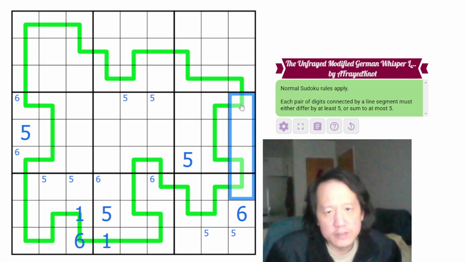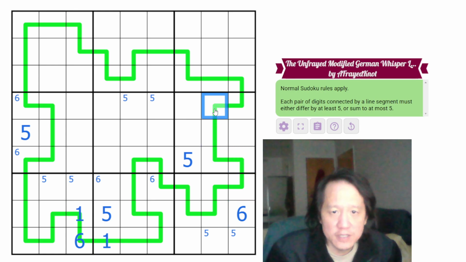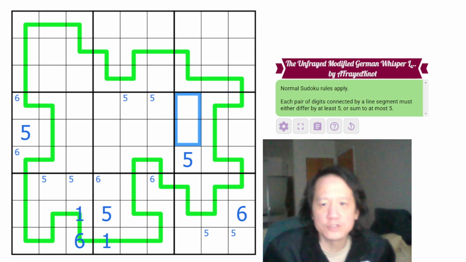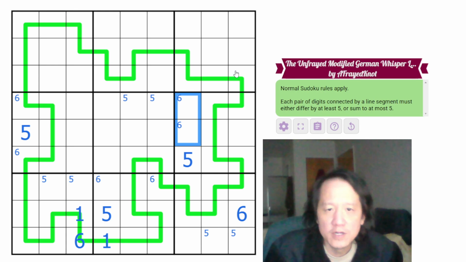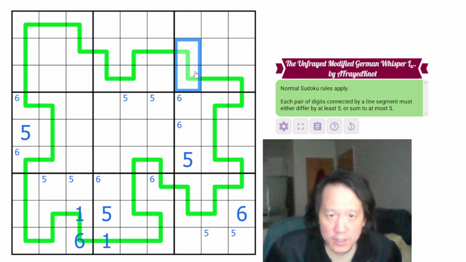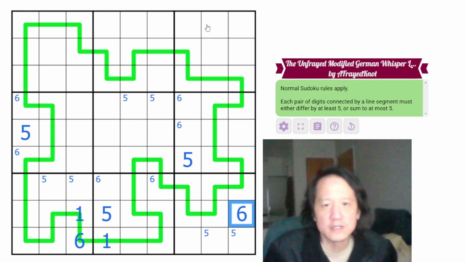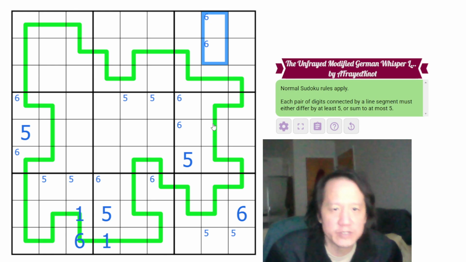This cannot be 6 because of this 6. This is next to 2 unique digits, so it can't be any of these. Therefore, 6 has to be one of these two. This is next to 2 unique digits. Cannot be any of these because one of these is a 6. Can't be any of these because that's a 6. Therefore, one of these two is a 6.